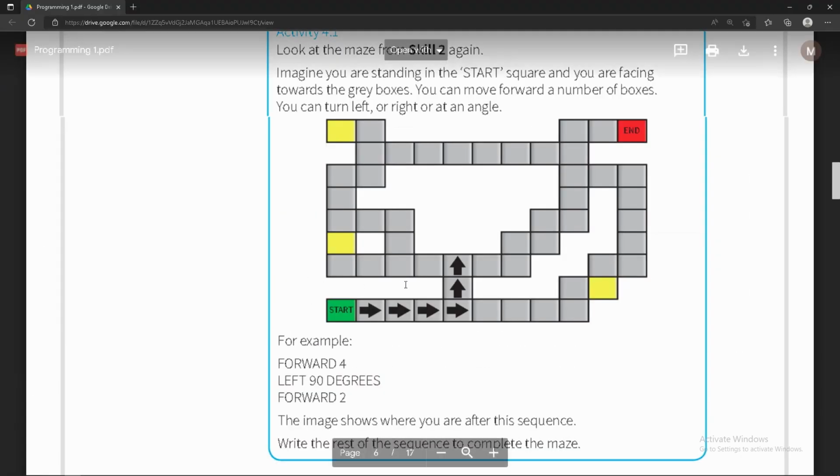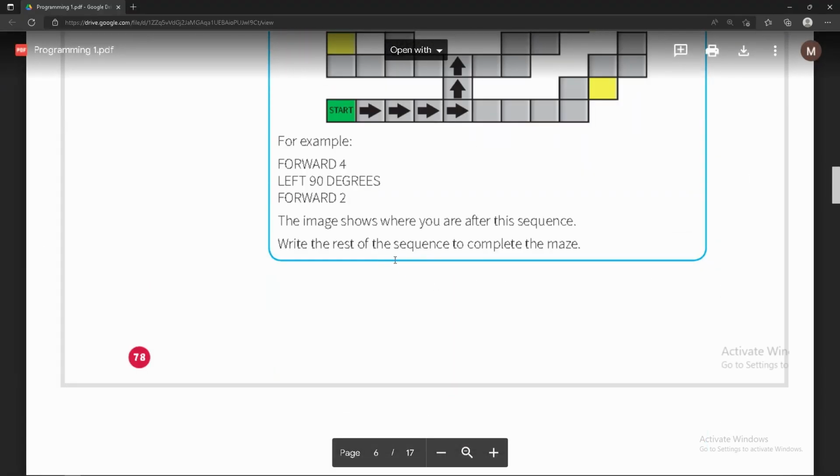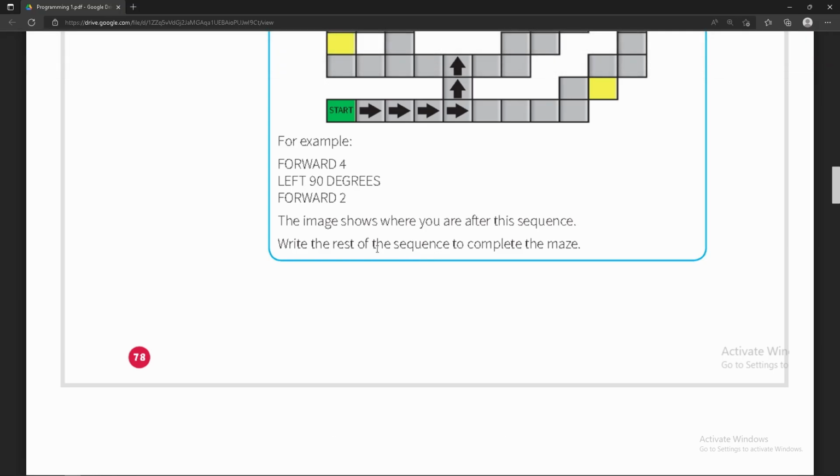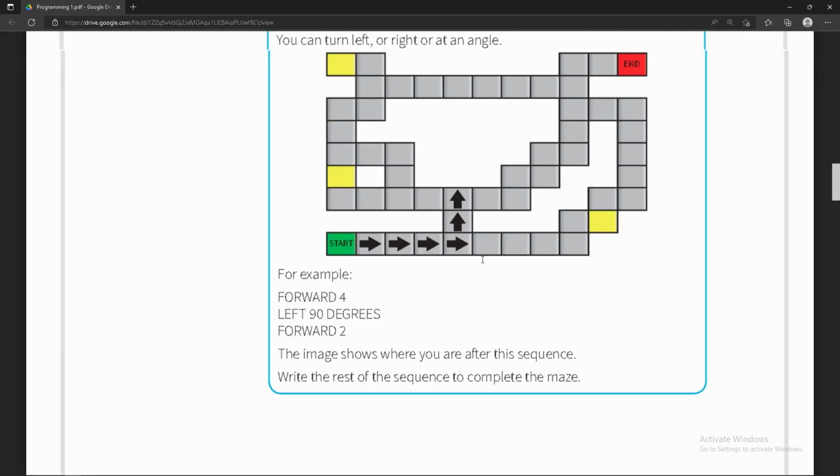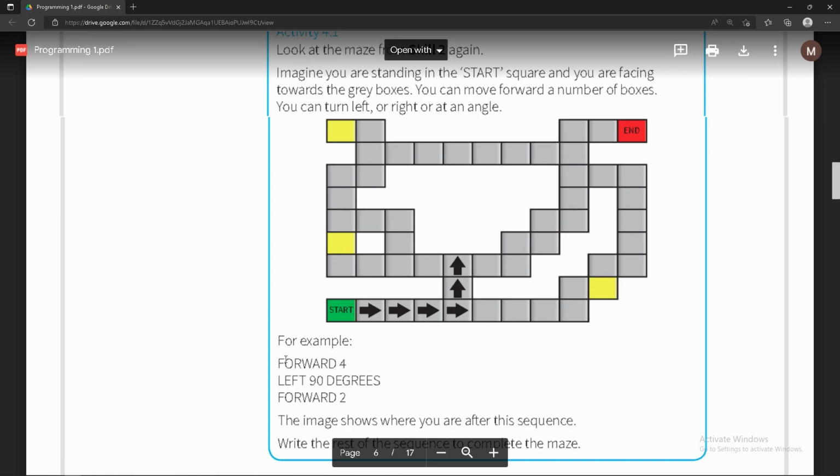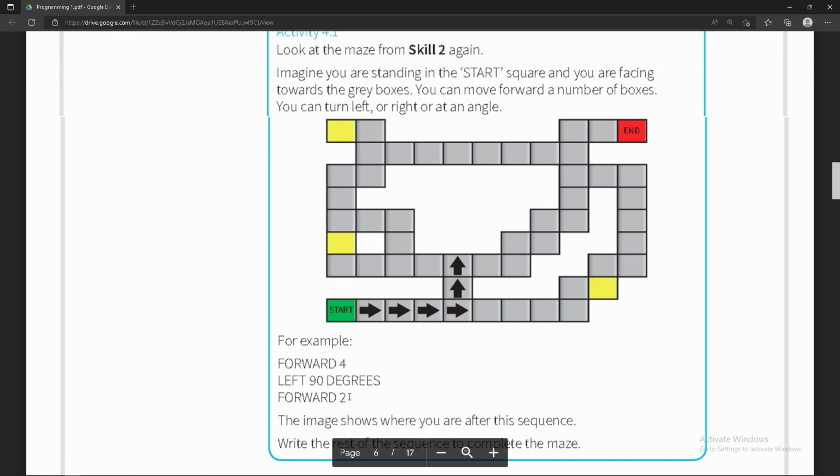Okay, so the image shows where you are after the sequence. Write the rest of the sequence to complete the maze. So I would suggest first write down these ones.